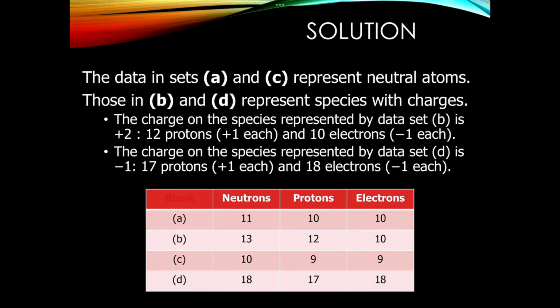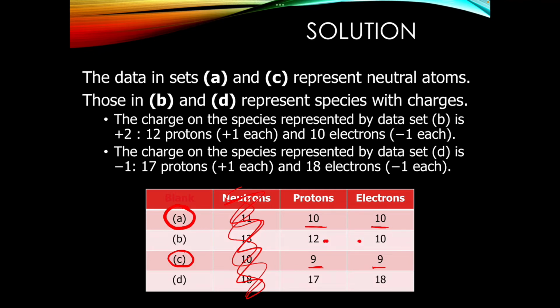Alrighty, so the ones that are neutral are A and C. Our protons and our electrons have to be equal in order for it to be neutral. We do not care about the neutrons at all. The neutrons can do whatever they want to do, and they're not going to affect our charge. We're only looking at the protons and the electrons. So that takes care of A and C. So looking at B and D, because they are the ones that are not neutral.